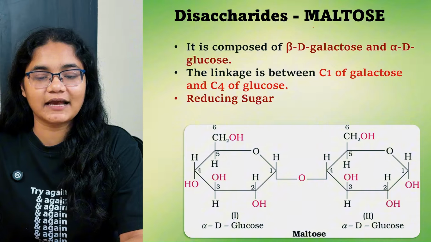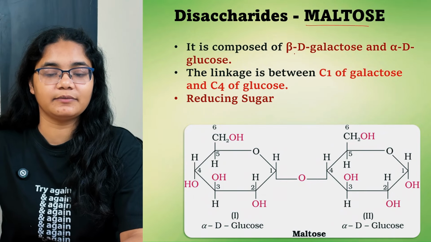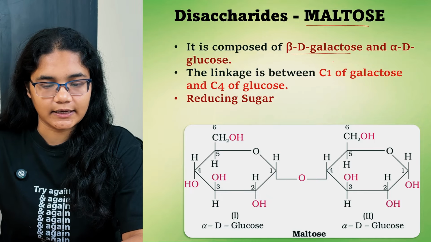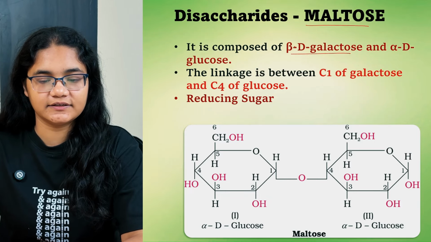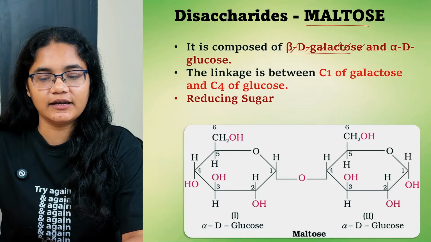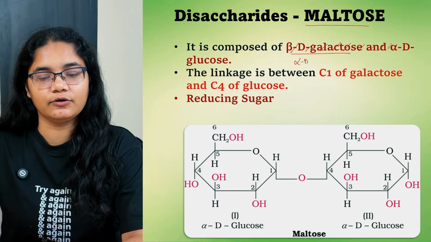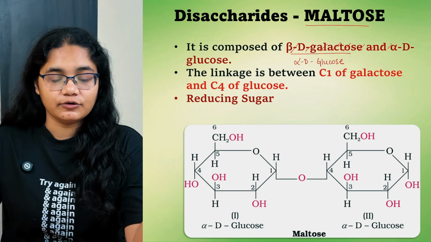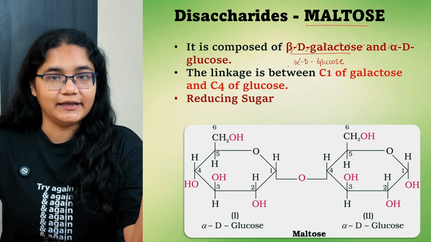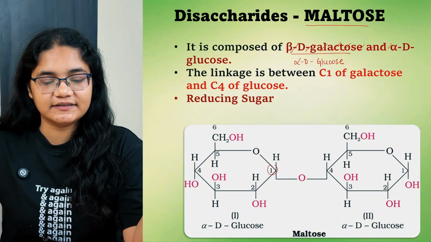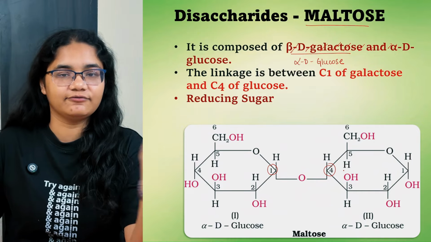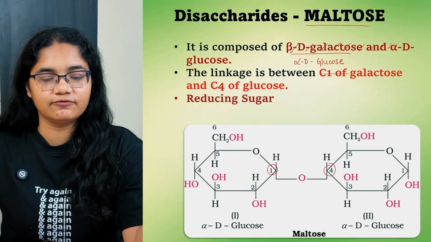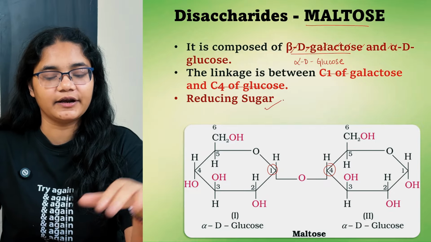Now we have another disaccharide, that is maltose. Maltose is made up of beta D... sorry, one second. Okay, this is a slight error here. This one is composed of alpha D glucose. So our maltose is made up of 2 units of alpha D glucose, and there's a connection between C1 of alpha D glucose to C4 of alpha D glucose. Please remember this one is C1 to C4 of alpha D glucose, and it is a reducing sugar.